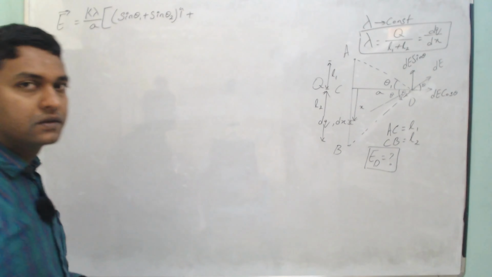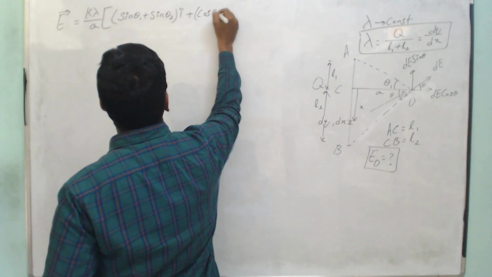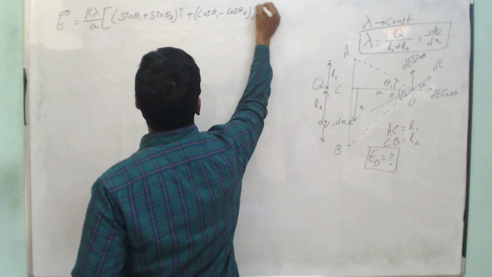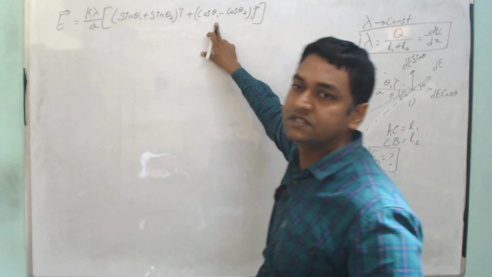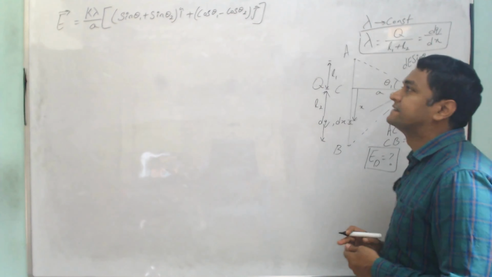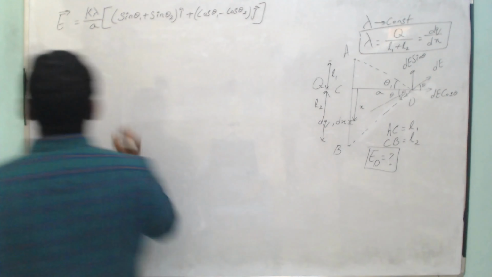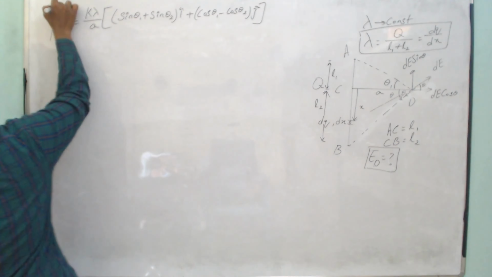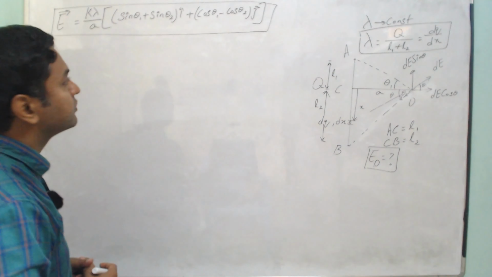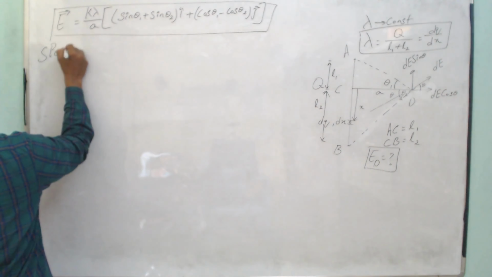Yes, sir. Cos theta 1 minus cos theta 2 j cap. Or is this theta 2? Just check it once. Correct, Alice. Clear? Right? Yes, sir. See, this is our general formula, general situation. From here, I can discuss special cases.